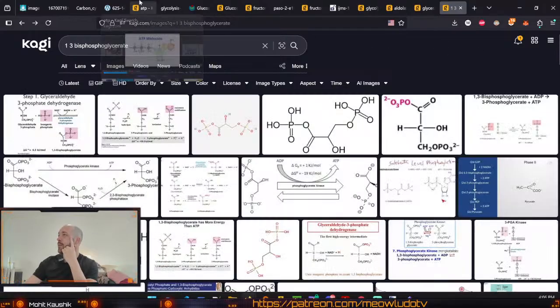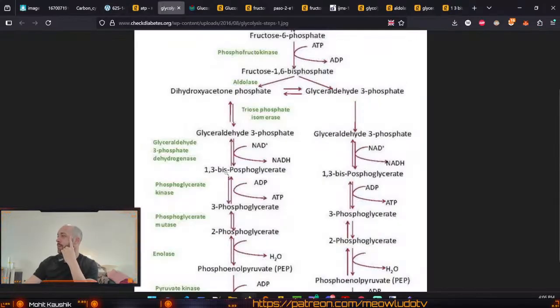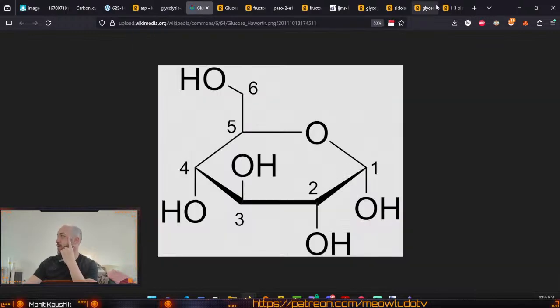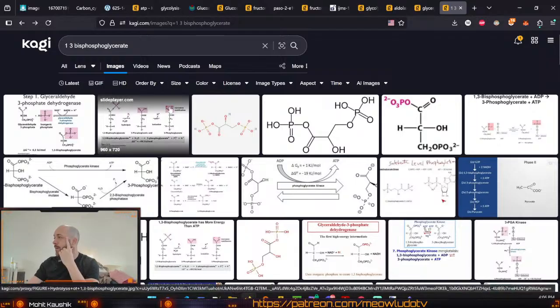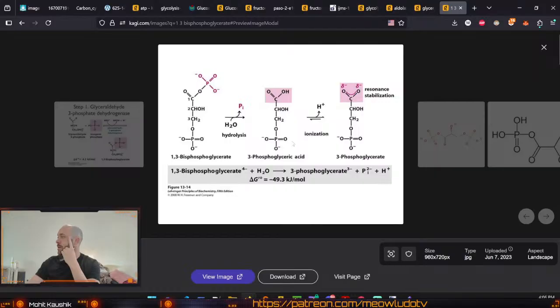So we're looking at 1,3-bisphosphoglycerate to 3-phosphoglycerate. Okay, here we go. 1,3-bisphosphoglycerate. Yes, it's got the two phosphate groups. We have hydrolysis, so it's broken down. Hydrolysis, water breaking, pulls off an inorganic phosphate, and it leaves this group here.